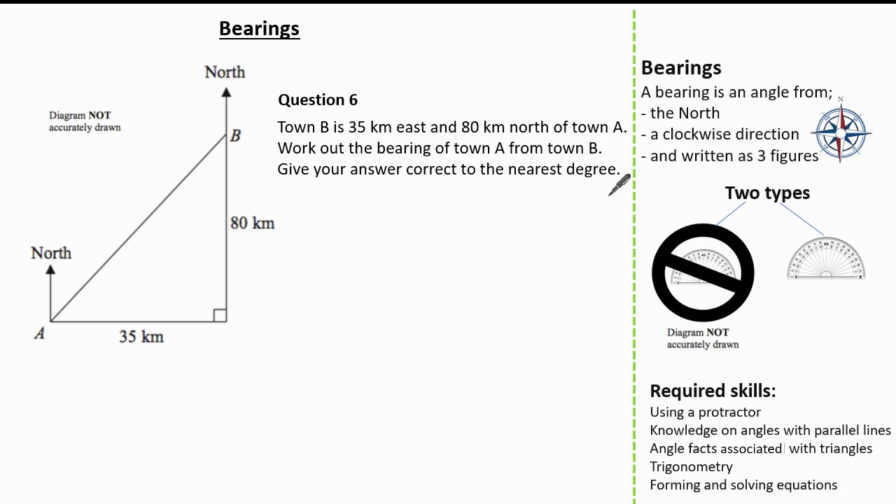Well, let's start by identifying what the question wants us to find. We need to start from town B, so we need to identify our north. We're going to town A, so this is the bearing that I'm asked to find. Now, given this is 180 degrees, it's fair to say I just need to simply work out this angle inside our right angle triangle. Now, because I have a right angled triangle, you may have noticed we're using trigonometry.